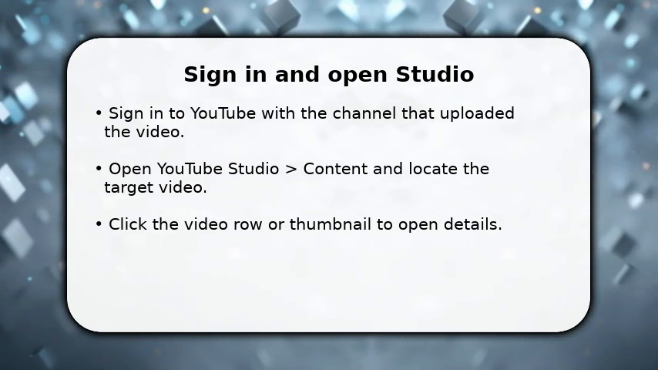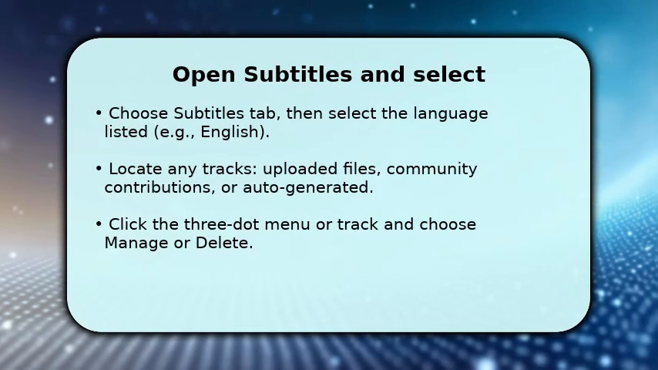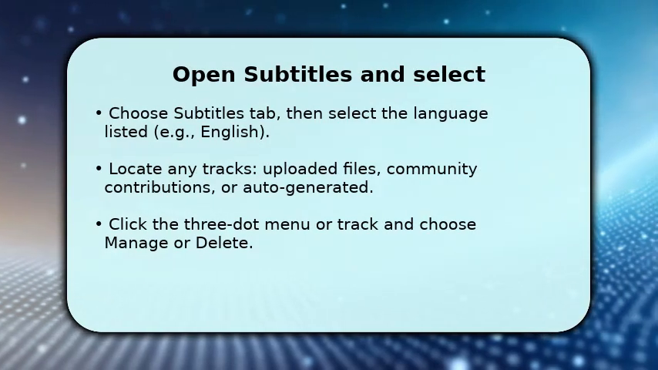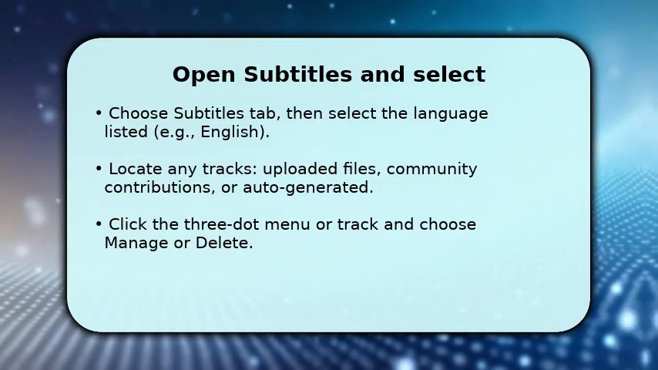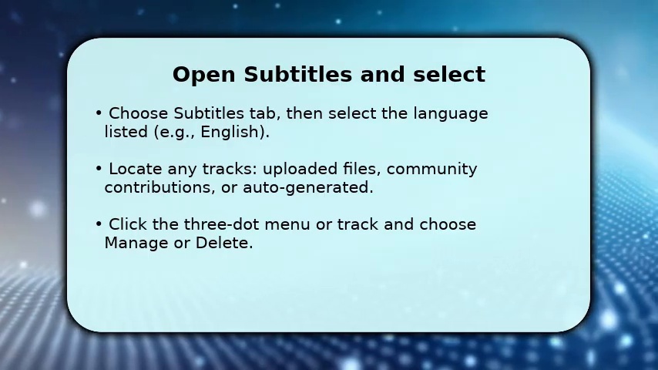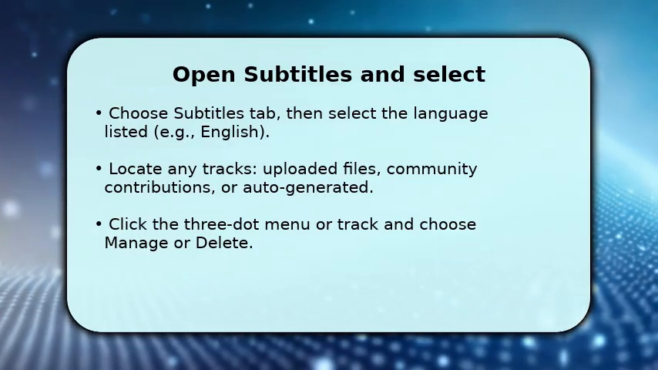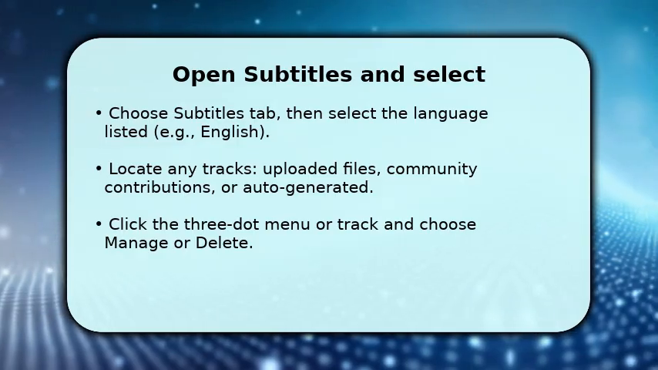Now pick the language track shown, English or whatever the video uses. You'll see multiple track types, uploaded files, community contributions, or the auto-generated machine captions. Once you spot the track you want removed, click its three-dot menu or open the track details to reveal remove or delete options. If it's auto-generated, choose Delete Caption Track and confirm.